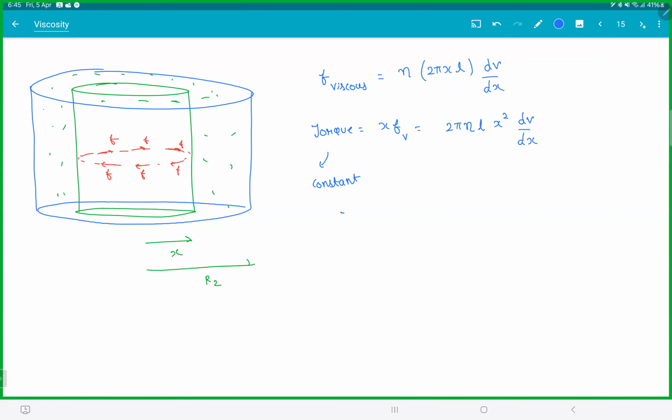Fair enough. So I can now write this as torque dx by x square is equal to 2 pi eta L dv. Integrate on both sides. The velocities will go from where to where? I can take this as R1, and here the velocity will be R1 omega, or I'll do one thing, I'll take R2. At R2 the velocity is 0, this is V, and this is some X. So this will give me torque minus 1 by X, with limits from X to R2, 2 pi eta LV.